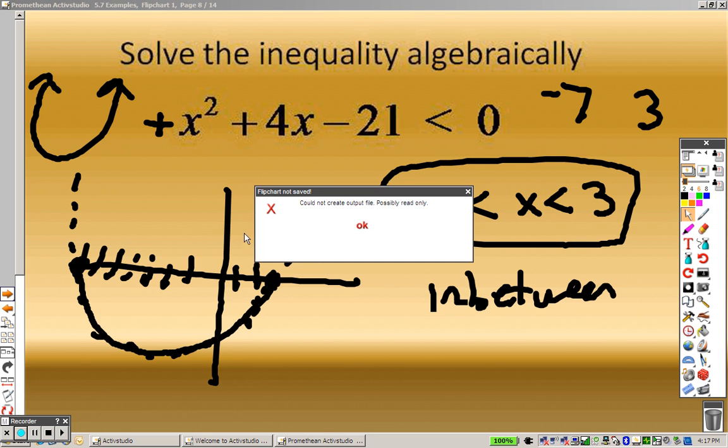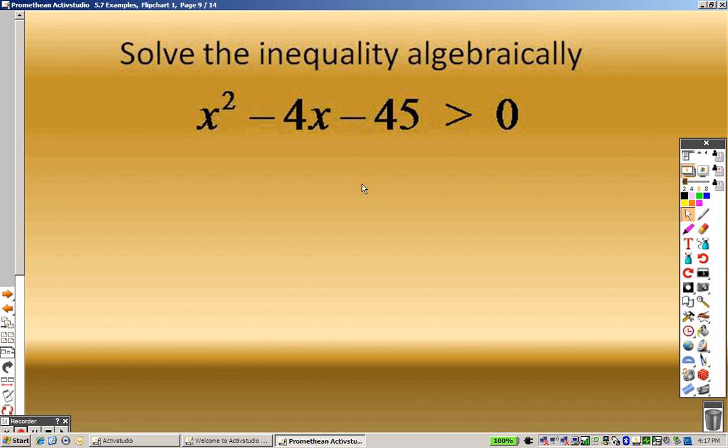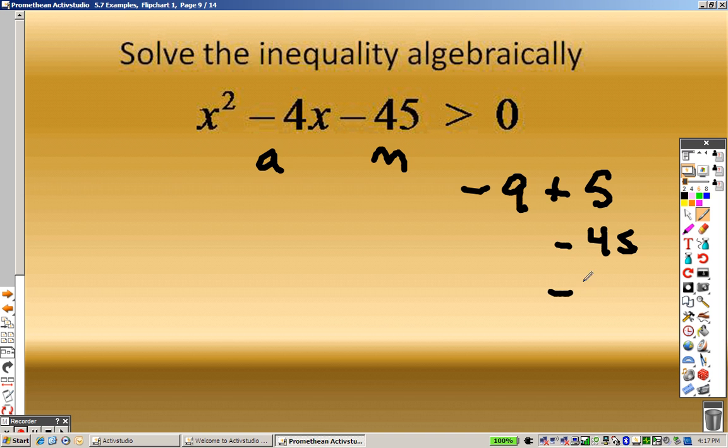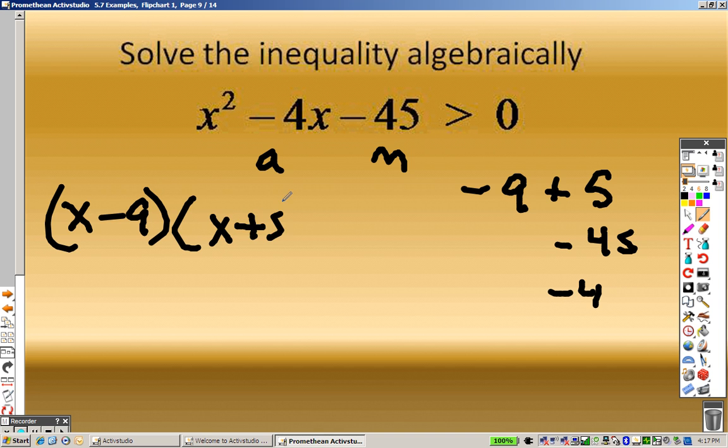With the next problem, we try to factor that again. What multiplies to give you negative 45 that adds to give you that? Well, that would be a negative 9 and 5, right? When I multiply them, I get negative 45. When I add them, I get a negative 4. So that means we get x minus 9 and x plus 5.